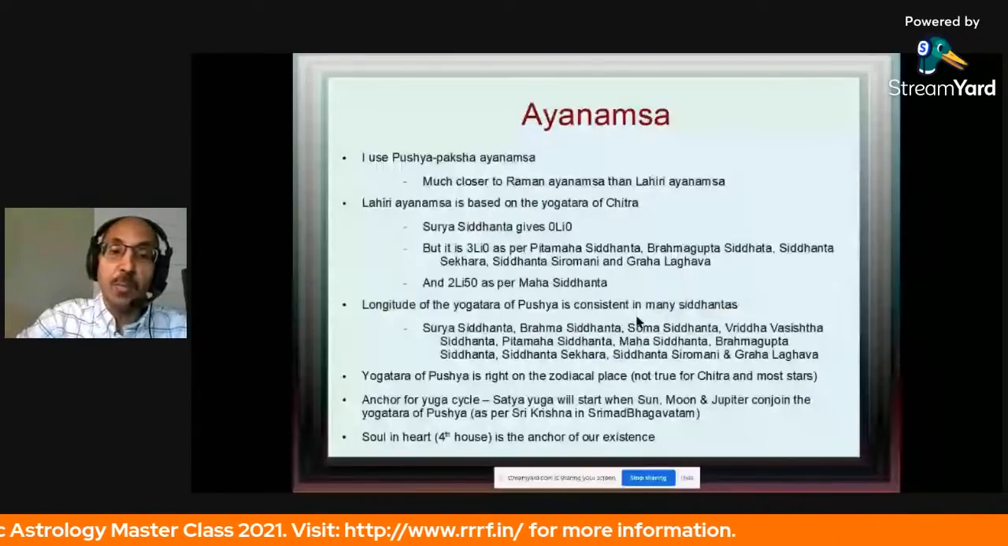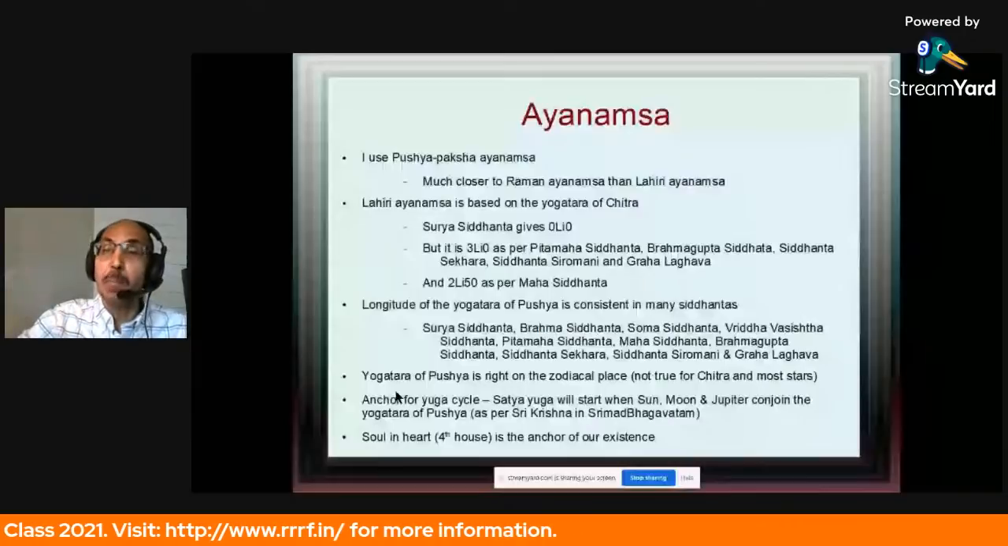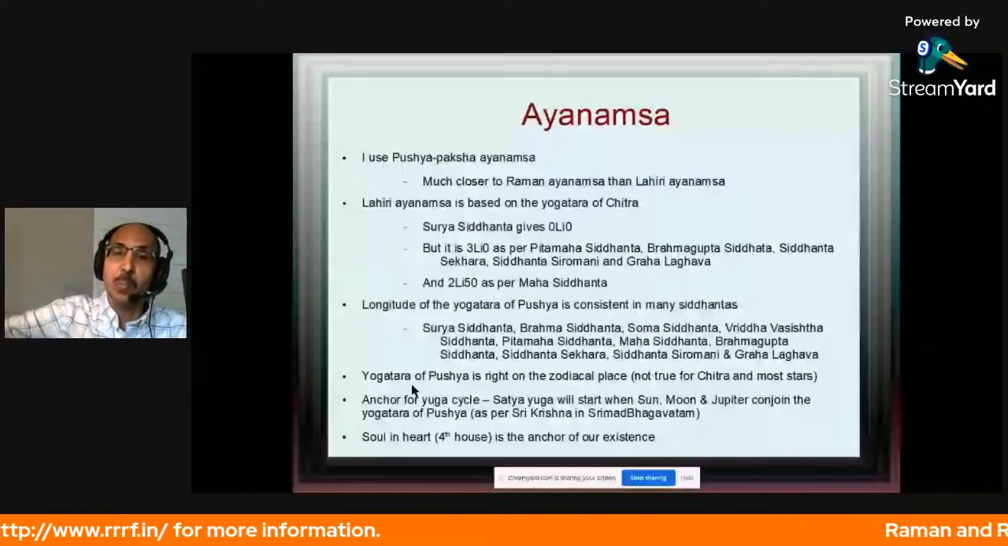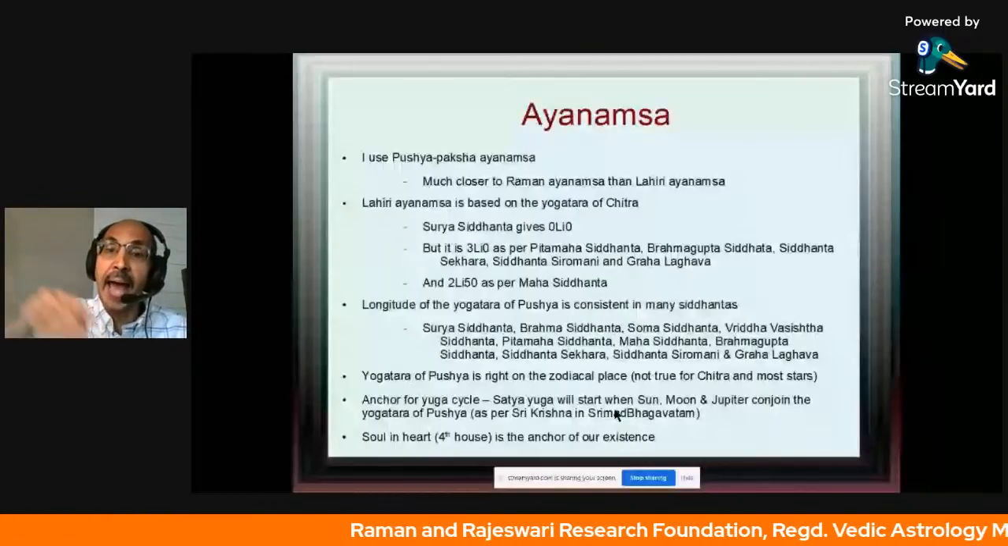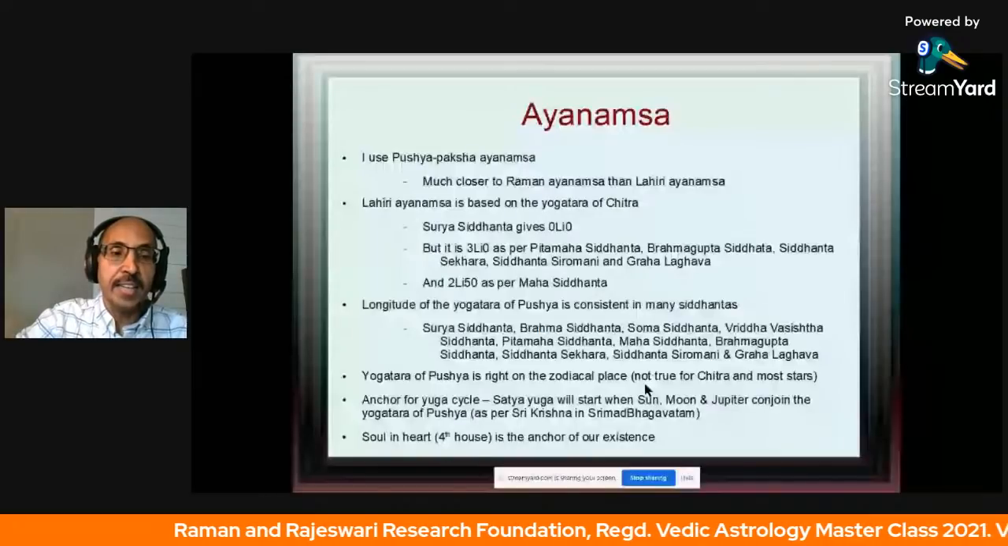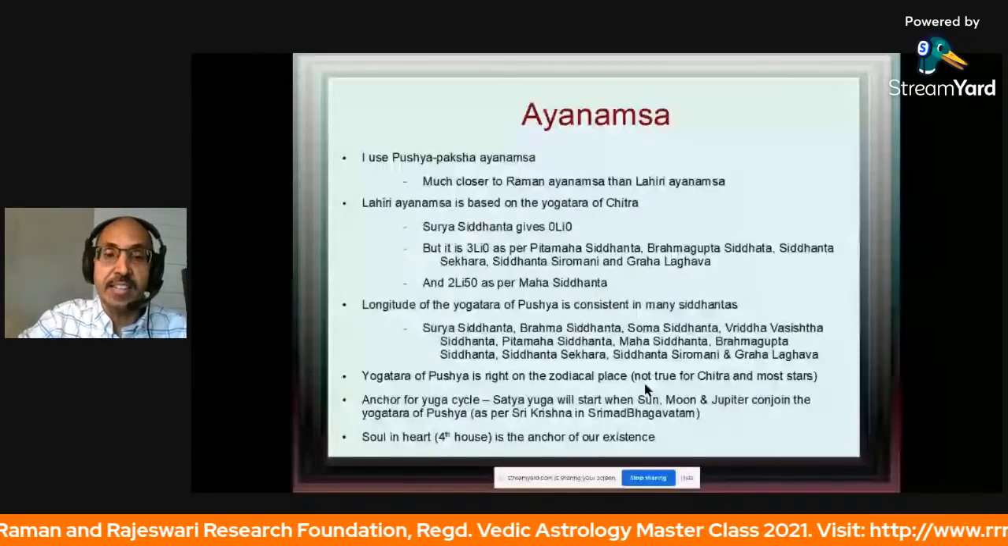And also, Yogatara of Pushya is right on the zodiacal plane. It's not above the zodiacal plane where you have to project it. It's right on the zodiacal plane. Its latitude is 0. So that is basically a better candidate for being the anchor for the zodiac. And the other thing is, it is the anchor for the Yuga cycle itself.